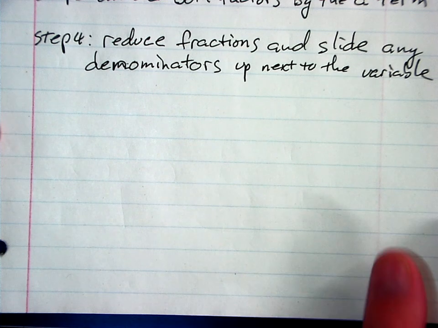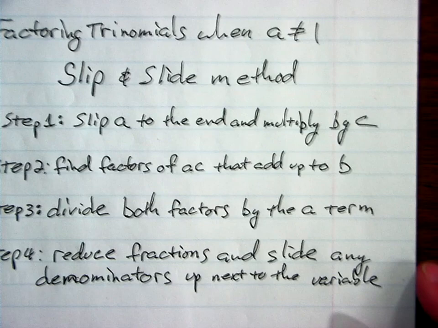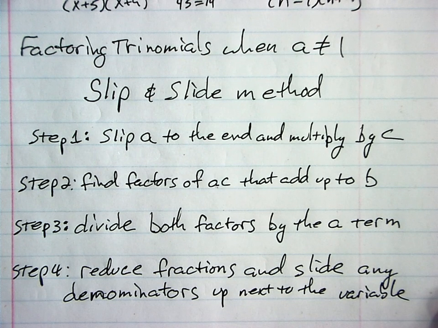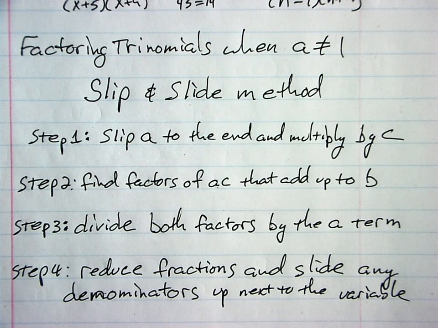All right, ladies and gentlemen, so here's our rules for how to factor when A equals 1. Just to go over them one more time, this is the slip and slide method. Step 1, slip A to the end and multiply by C. Step 2, find factors of AC that add up to B. So step 1 and 2 are exactly the same as yesterday.